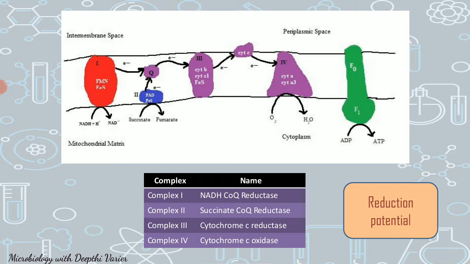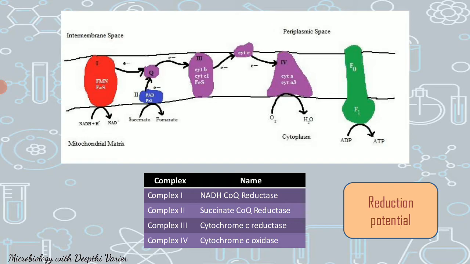Complex 4, that is the cytochrome c oxidase complex, comprises cytochrome a, cytochrome a3 and copper ions. Cu2+ ions are also present over here. From here, this is the terminal oxidase. This is the terminal complex. From here, the electrons are being given to oxygen. Oxygen picks up the electrons given by complex 4, takes up two protons from the cytoplasm to form water. This is the flow of electrons from complex 1.